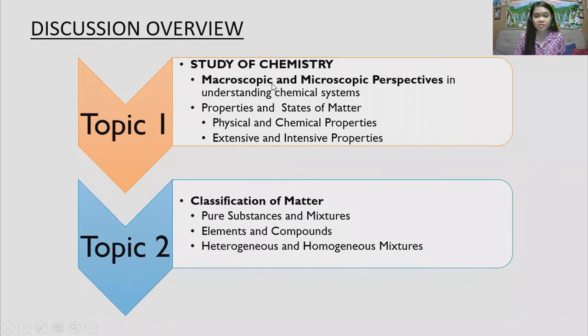For the discussion overview, I will be discussing two major areas under matter and its properties. First, we will discuss the study of chemistry. We will view the study using two levels of perspectives: the macroscopic and the microscopic perspectives of understanding chemical systems. Then I will also discuss the properties and different states of matter. These properties include physical and chemical properties, extensive and intensive properties as well. We will be differentiating these types of properties.